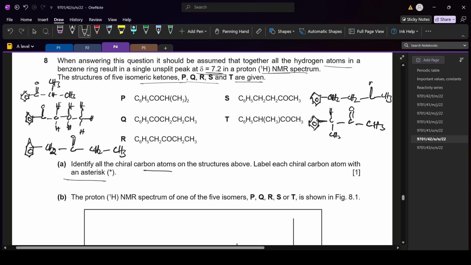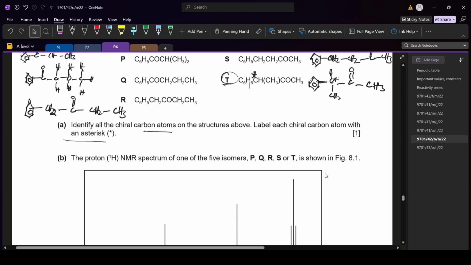In P, you won't see any chiral carbon because there is no carbon which is attached to 4 different groups. Actually, only in T there is a chiral carbon. So you can see here, this is a chiral carbon. So you have to mark an asterisk on this carbon. This is your chiral carbon.